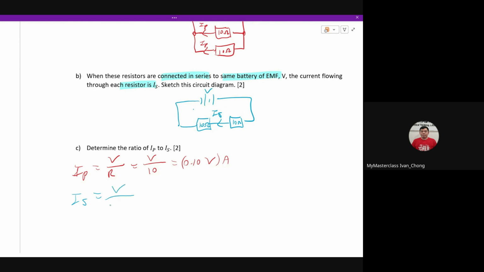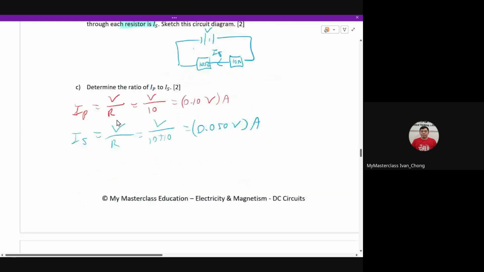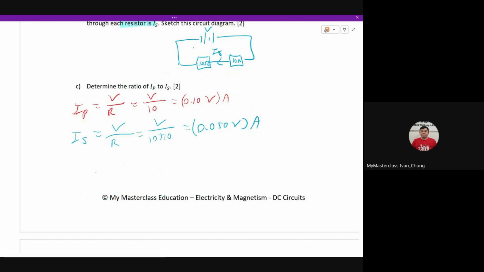So we take V over your total R, right? It's V over 10 plus 10. So V over 10 plus 10 should end up with 0.050V amperes. Now, all we need to do is just put the ratio, right? And your ratio is IP to IS, which is IP on top to IS. So 0.10V over 0.050V. Do this, you end up with 2.